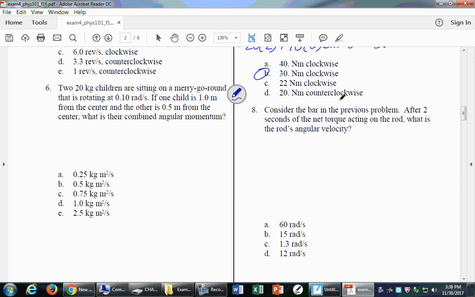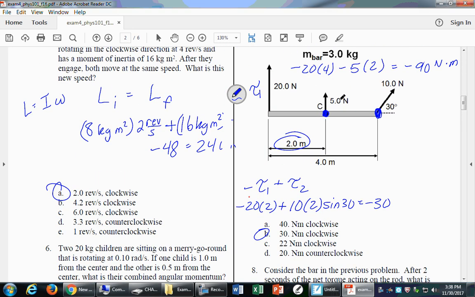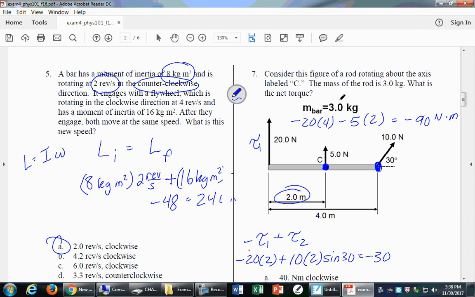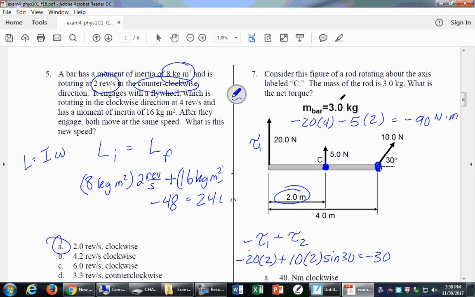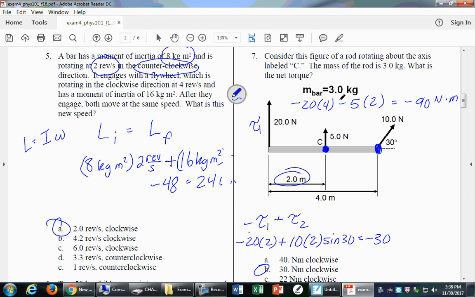Okay, can I do number 8 while she's looking? It says, consider this figure of a rod rotating about the axis. So is it already moving? That was my question. Oh, I see what you're saying. Maybe a better way to say it is that it's allowed to rotate about that axis. Okay? All right, let's look at this next one. Don't worry about that. It's not that important.